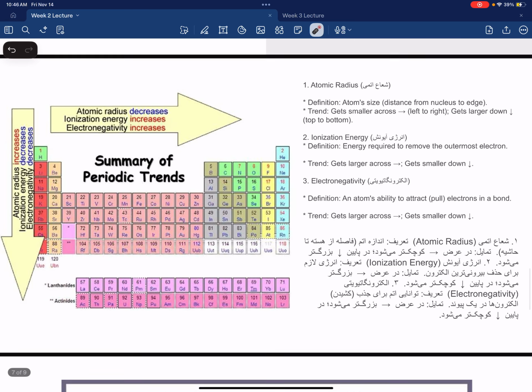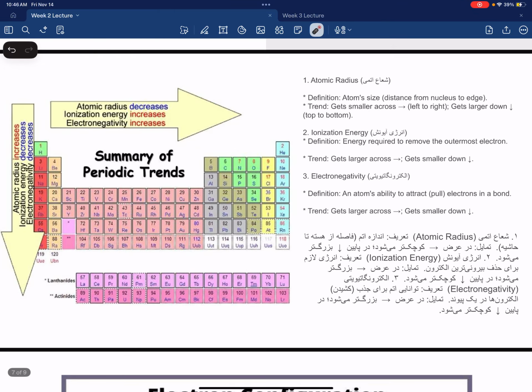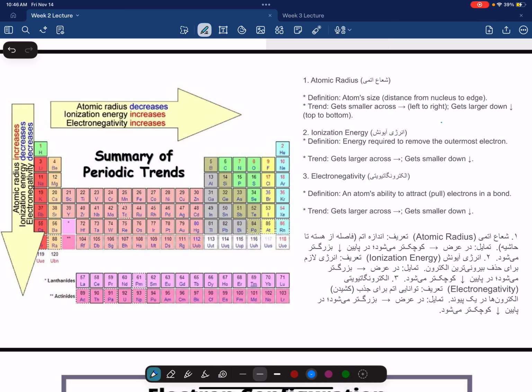And then the ionization energy. Ionization energy is the energy required to remove the outermost electrons. The outermost electrons are going to be our valence electrons. So we have something like carbon, which has 4 valence electrons around it. So it's going to be C, 1, 2, 3, 4. The amount of energy to remove these outermost electrons is going to be called our ionization energy.